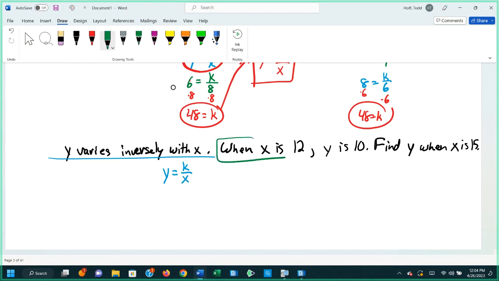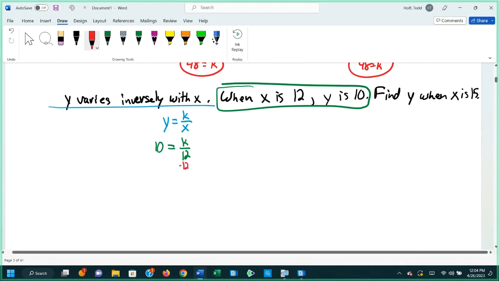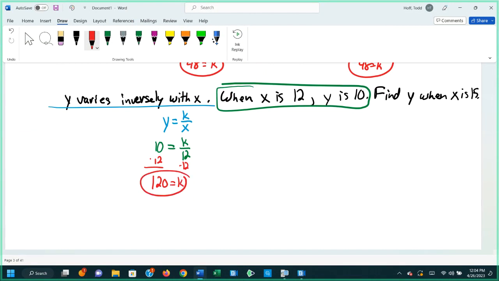We have that known condition or initial condition. X is 12 and y is 10. So I'll put 10 in for y and 12 in for x, and we'll solve for k. Multiplying by 12 on both sides gives that 120 equals k. So our constant is 120. So we can refine our definition of the relationship here. Y equals 120 over x.